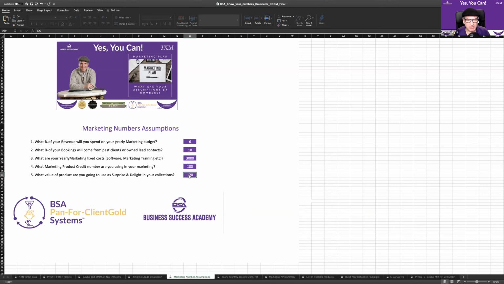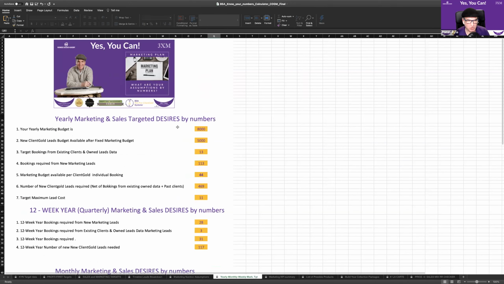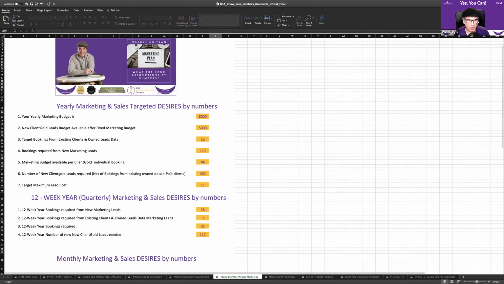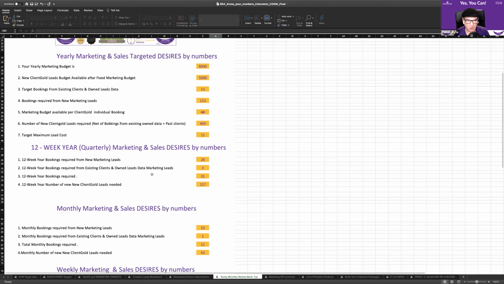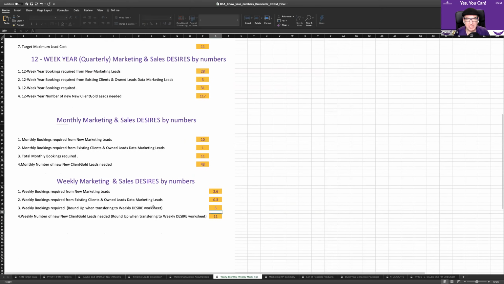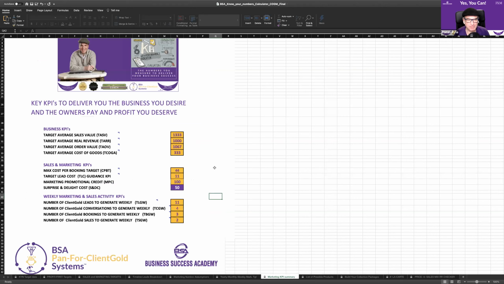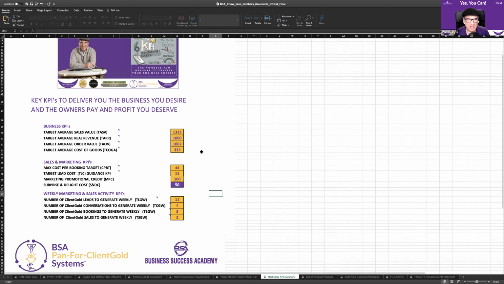And then the final piece is what surprise and delight are you going to build in. And then it worked out in total for you your total targets on a yearly, quarterly, monthly, and weekly basis. So now you've got an action plan. You know what you have to deliver. We covered all that again last week, and we got to this page. And this page was a summary.